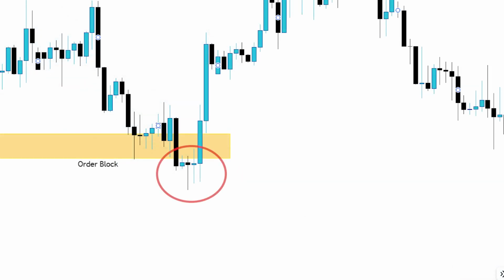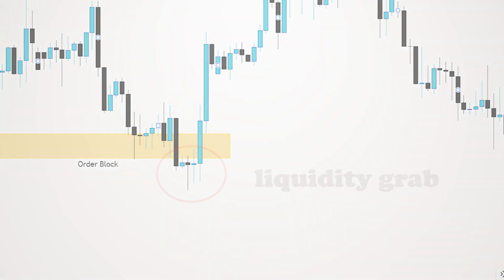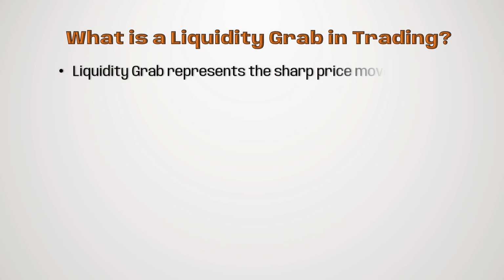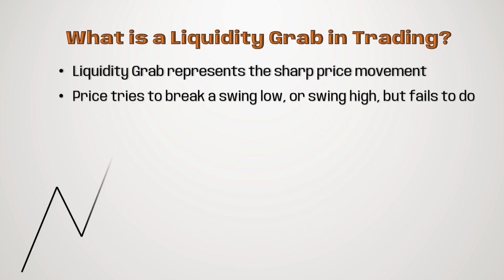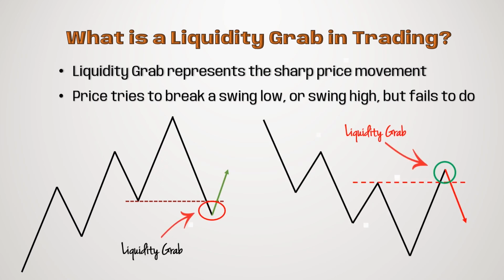Now let's explain the second definition of ICT used in this strategy, called liquidity grab, which is used as an entry setup. What is a liquidity grab in trading? A liquidity grab represents the sharp price movement caused by a large volume of orders. Simply, a liquidity grab is when price tries to break a swing low or swing high but fails to do so and ends up going the opposite direction.